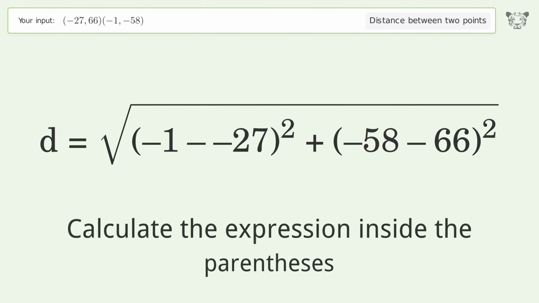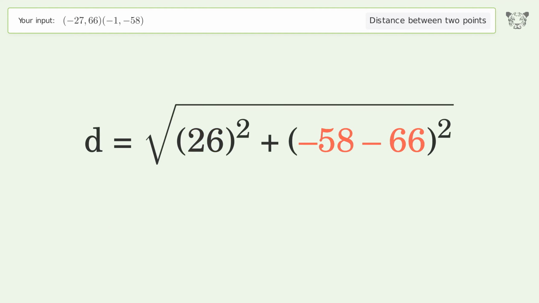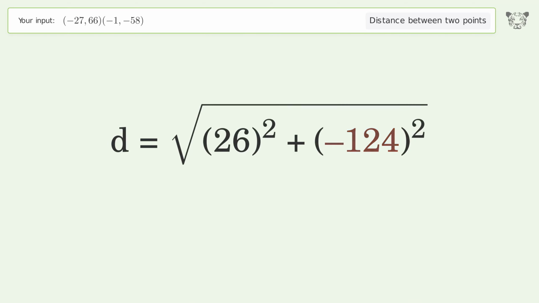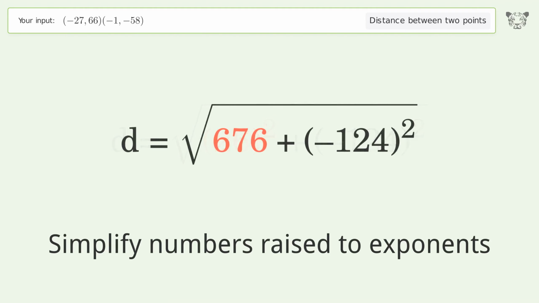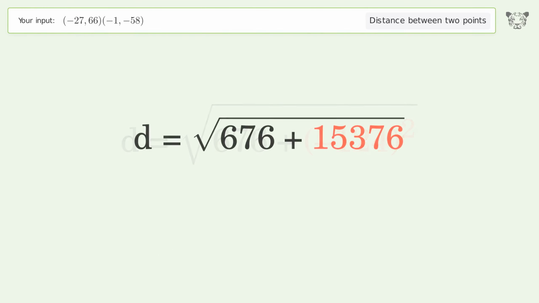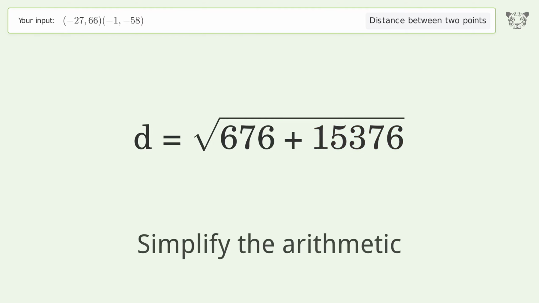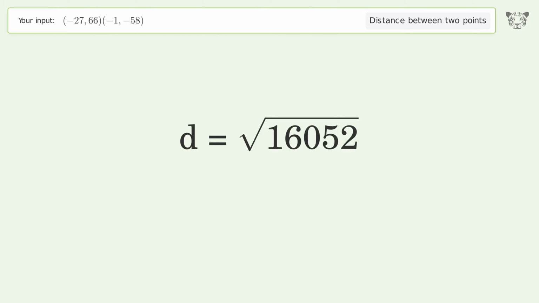Calculate the expression inside the parentheses. Simplify numbers raised to exponents. Simplify the arithmetic. And so the distance between the 2 points is the square root of 16,052, or 126.696.